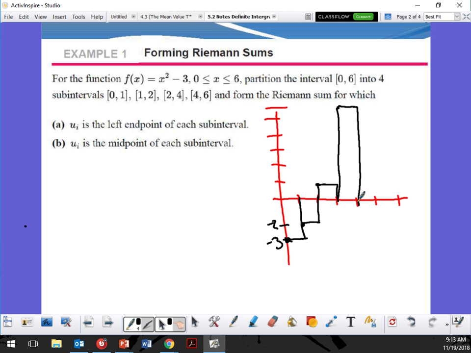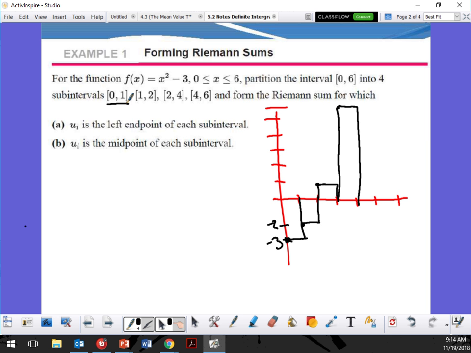So for this one right here, it's going to be a rectangle. What is my width from here to here? 1. So from 0 to 1, 1 to 2, 2 to 4, 4 to 6, right? It doesn't say equal. It just says these endpoints here, right? So for this, I'm going to have this information.